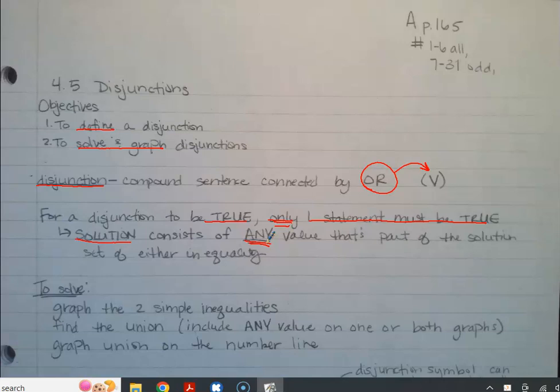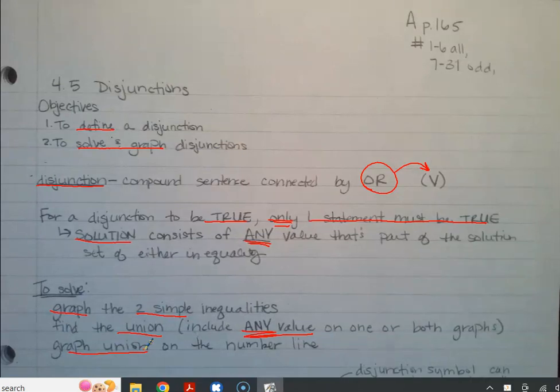So to solve it, we're going to have some of the similar steps. We're going to graph the two simple inequalities first, because remember it's compound, so we're graphing two simple ones. We're going to find the union. So that means we're going to include any value on one or both graphs. Doesn't matter. We're going to include all of them. And then we're going to graph the union. So we graph the two inequalities, we find the union, and then we graph the union. And this is going to make more sense when we actually do it.